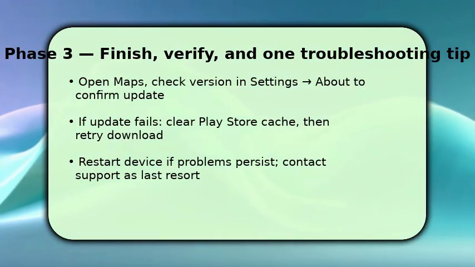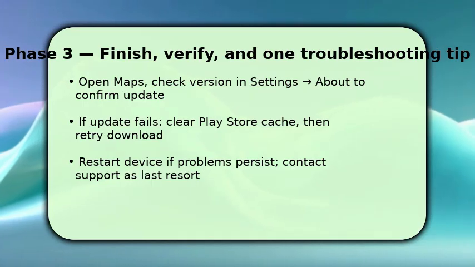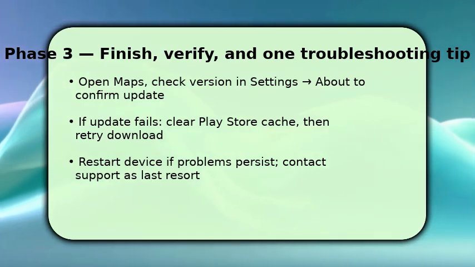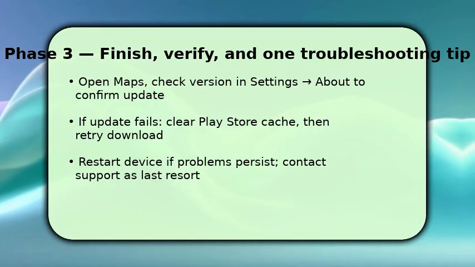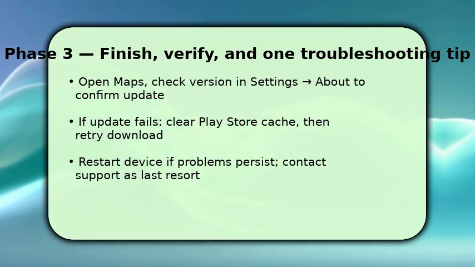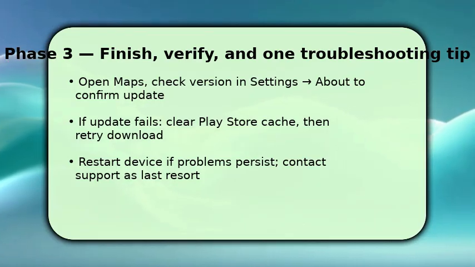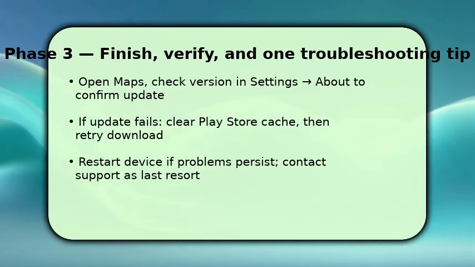Open Maps, go to Settings, right arrow, About, and confirm the version number. If the update failed or never appeared, clear the Google Play Store cache in Settings, right arrow, Apps, right arrow, Play Store, then retry. Sometimes stuck downloads resolve after clearing cache. If that doesn't work, restart your device to reset network and installers.